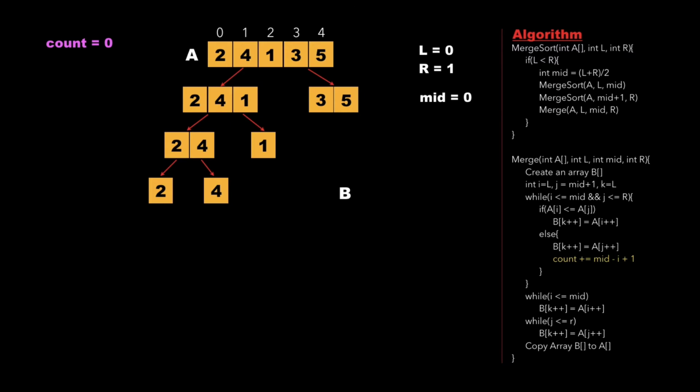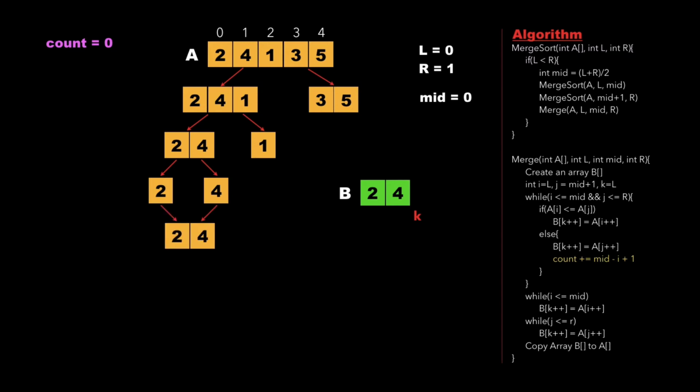And next we call the merge function where we create an auxiliary array B and we use indices i and j to traverse the left subarray and right subarray. And then we check whether a[i] is less than or equal to a[j], that is, if 2 is less than or equal to 4. Since 2 is less than 4, we copy 2 into the auxiliary array B and then we also copy 4, and finally we copy the contents of the array B into array A.